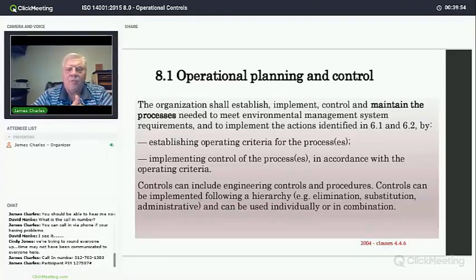Basically refers to our risk and opportunities, aspects, and our objectives. We're going to establish the operating criteria or requirements. We're going to implement the controls process. And now they're challenging organizations to use the same hierarchy of control that they've been talking about in your safety program for years. So the best thing to do is to eliminate the impact. And then the lowest part of the hierarchy is going to be some type of operational control procedure.